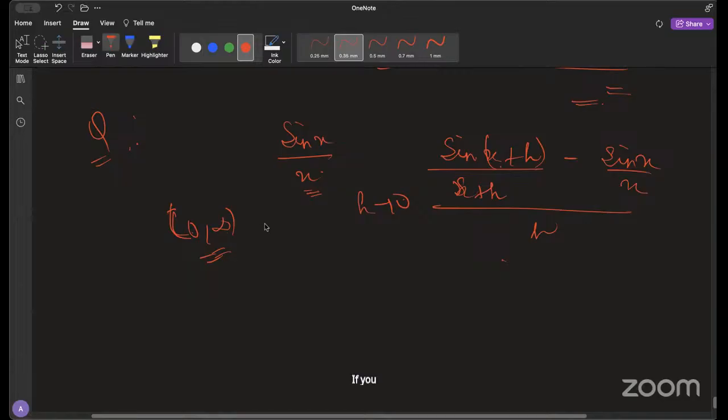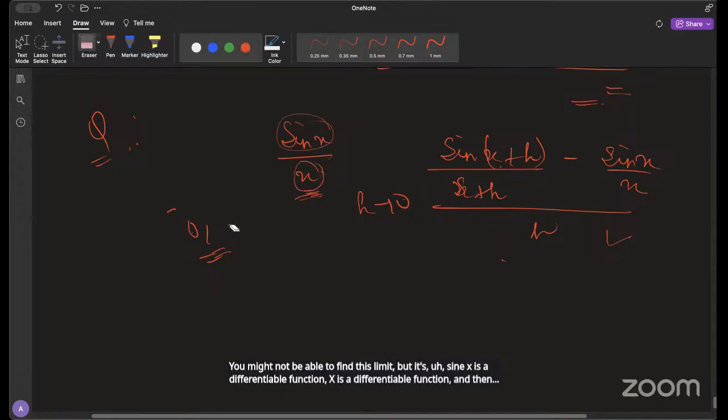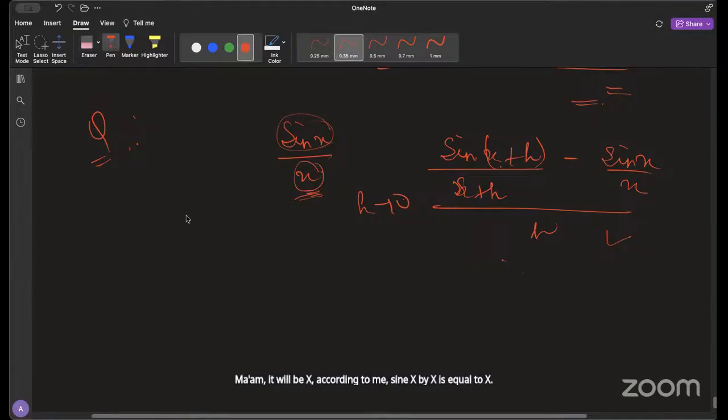If you take the other parts of it, it is different. What is the problem here then? It's differentiable, no? You might not be able to find this limit, but sin x is a differentiable function, x is a differentiable function, and then by the algebra of differentiable functions, sin x by x is equal to x for any value. The answer will be x according to me.